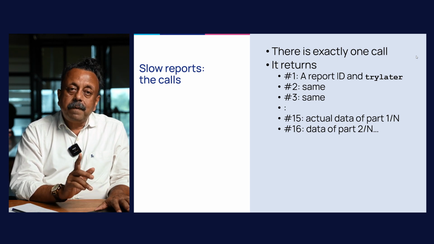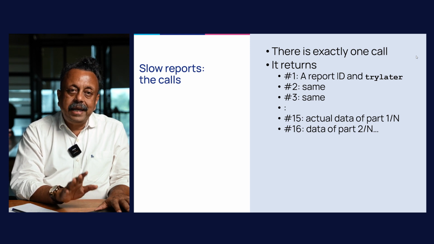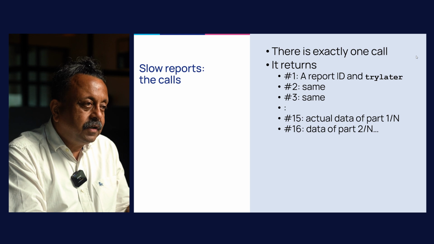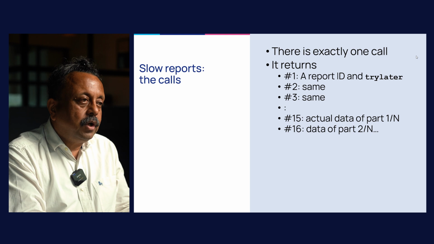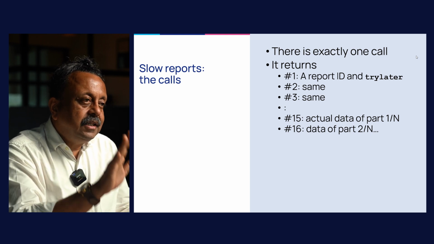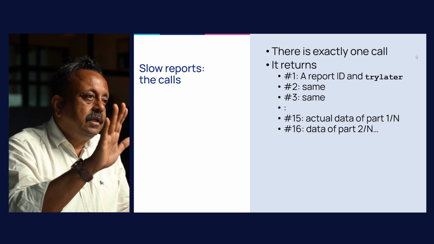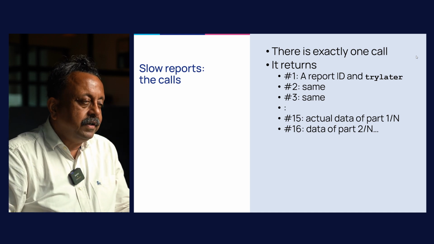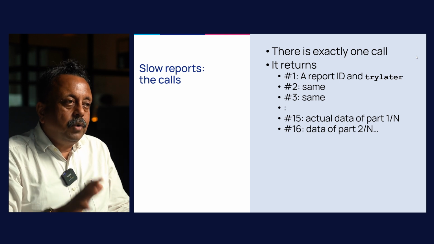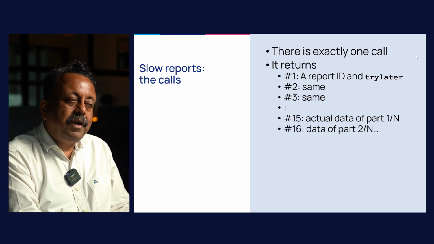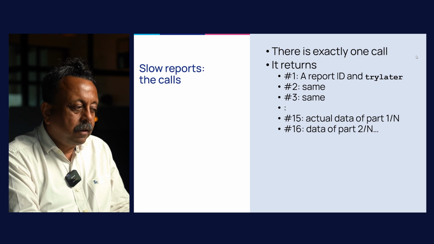Finally, in our example, on the 15th round, the web service says report is ready. So it actually returns the actual data of part 1 by n, which means if there are 12 parts, then the first out of 12 parts is returned. The next call, the next part is returned, and so on and so forth. So this is basically the calling sequence which implements our slow reports interface. This is already implemented and ready to use for you in our framework called Alia. So the Remiges Alia framework already implements slow reports.